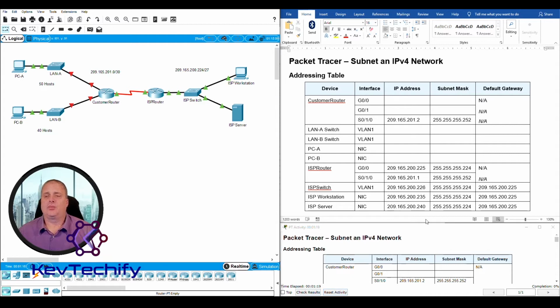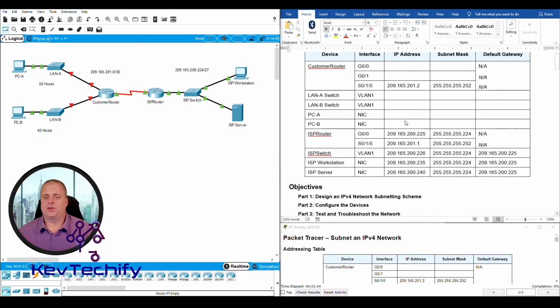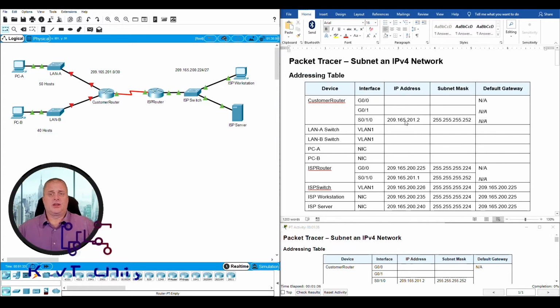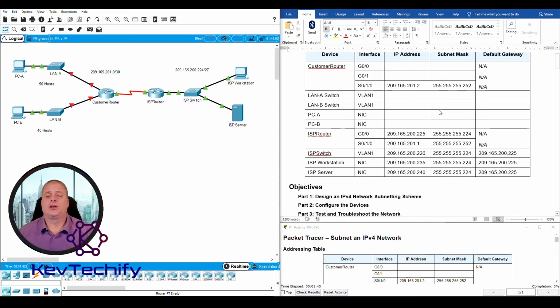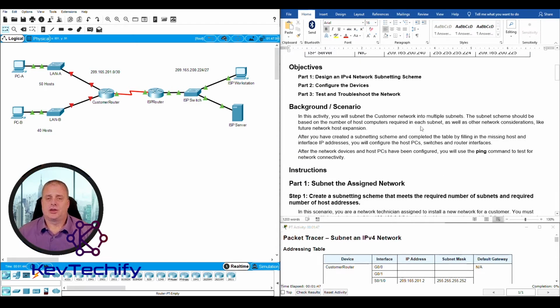Then in the upper right here, I have the Word document. The Word document is basically what the Packet Tracer activity document is, but it allows me to fill in the fields. Partway through this, they're going to have us fill in these fields with the subnets we did, and there are questions to answer. I can do that in the Word document. Now, here's our addressing table. You can see that's incomplete. Throughout this lab, we're going to enter that information in. Here are our objectives and a background scenario.